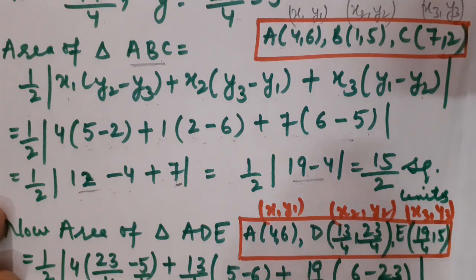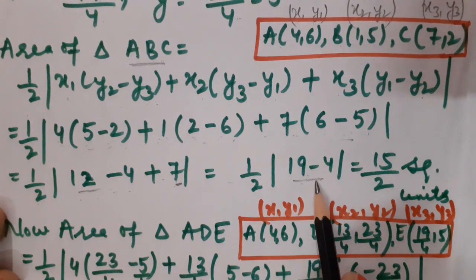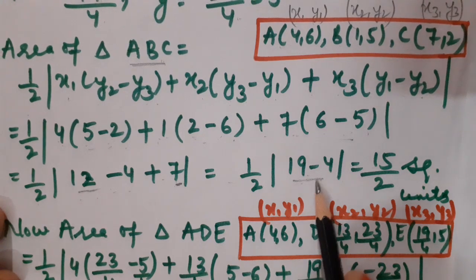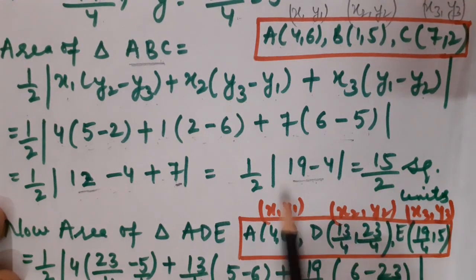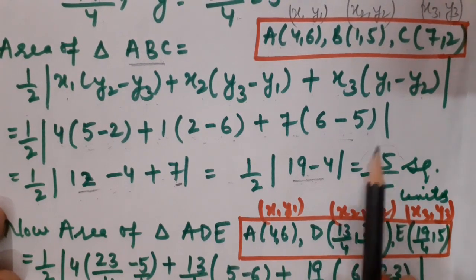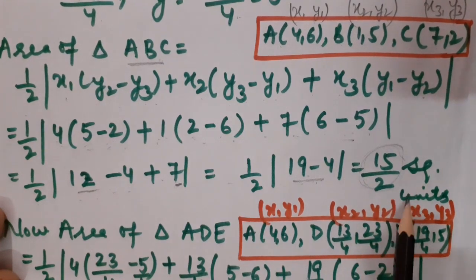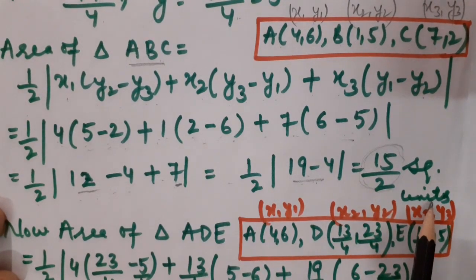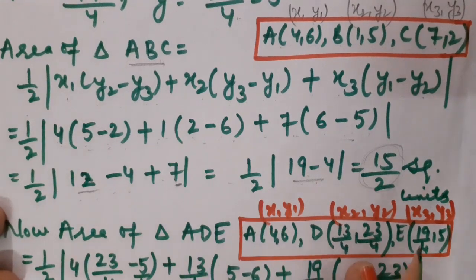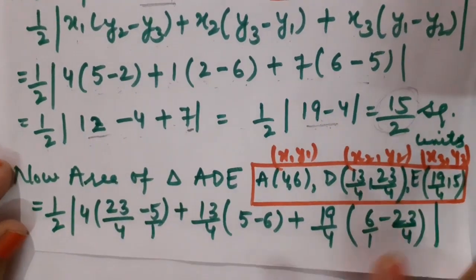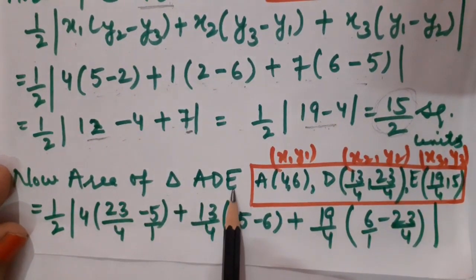Modulus basically gives the numerical value only. Fine. So here we are going to get numerical value as plus 15. So 15 will come out divided by 2. So this is the area of triangle in square unit, that is 15 by 2. Area of triangle ABC.